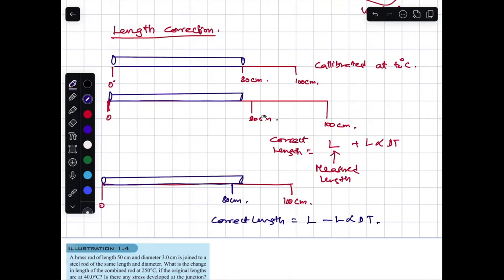Remember, calibration is done at T naught. At a lesser temperature, negative correction. At a higher temperature, positive correction. Okay? Any doubt till this point?